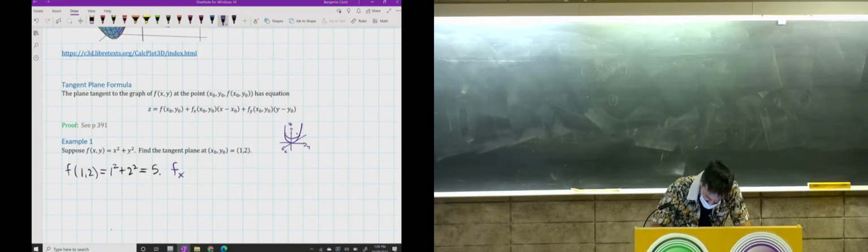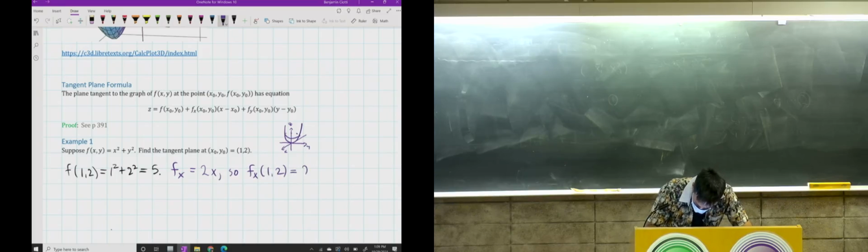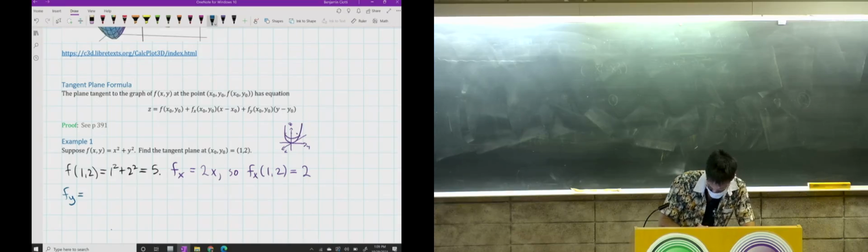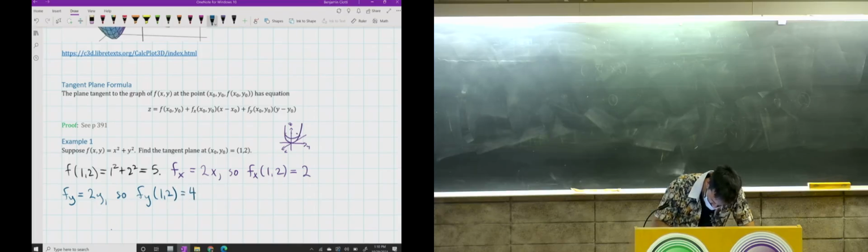I'm going to need the x derivative at that point. So first, I'll just calculate what the partial x derivative is, and it's 2x. So at the point in question, we get 2. Similarly, I'll need the y derivative. Partial f partial y is 2y. So at the point in question, it's equal to 4.